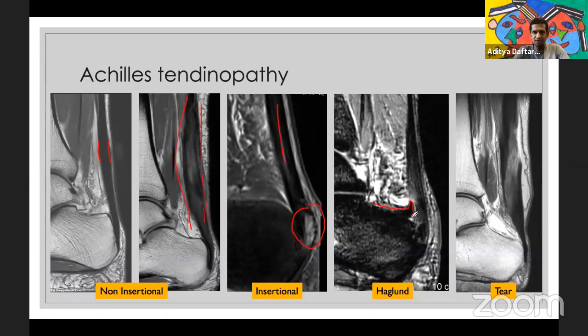Then you have the variation where you can see somebody who's got a Haglund bump. So you can see this very clear sort of spur over here with some deep retrocalcaneal bursal fluid, and along with that, some partial thickness undersurface tearing of that Achilles tendon. And then here you have a more discrete partial or full thickness tear that's non-retracted of the Achilles tendon. So these are the spectrum of changes that you would see in somebody with tendinopathy, non-insertional or insertional, with or without bony involvement, and with or without fluid.